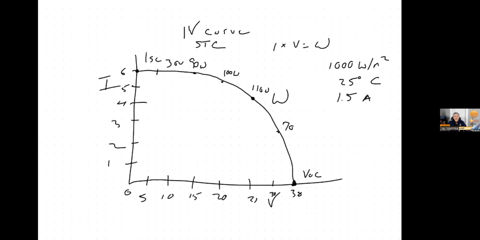Somewhere along this line, let's just say it's right here, that's the maximum power point. So we call that MPP or Pmax. They haven't really standardized on an acronym, but either way, that's the maximum power point. And then there is a voltage associated with that, and there is an amperage associated with that. The amperage is the Imax, the amps at the maximum power point, and the voltage is the Vmax, or the voltage at the maximum power point.